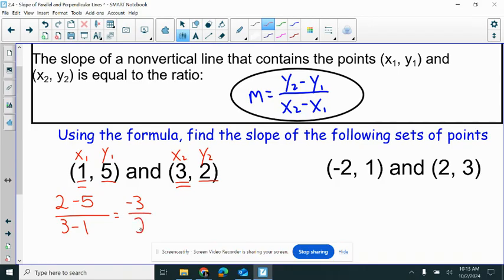Negative 3 over 2. You try to see if you can simplify it. If you can't simplify it, you just leave it like that. It's okay if it's an improper fraction. We don't want a decimal. You just leave it like that. So, a couple more of these.